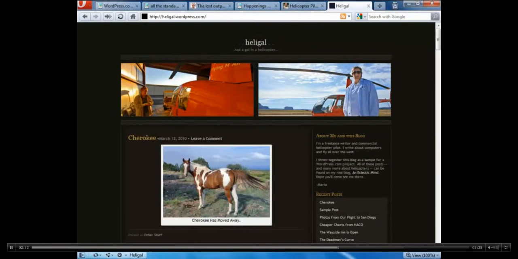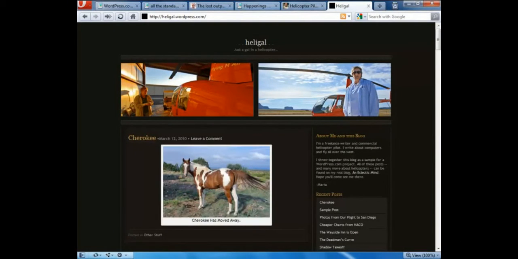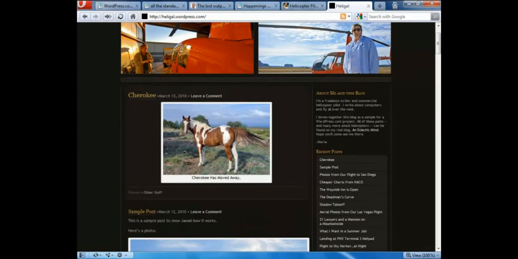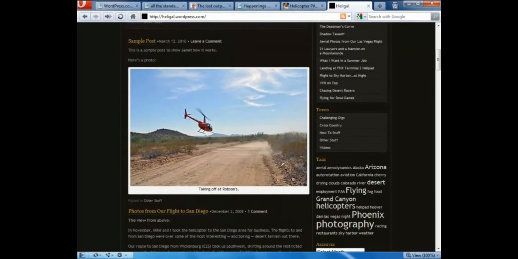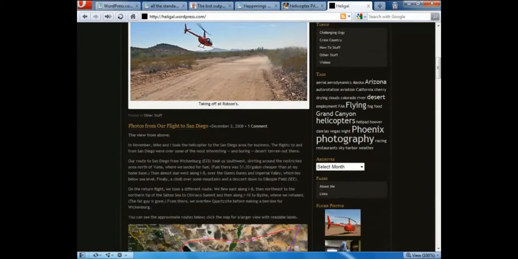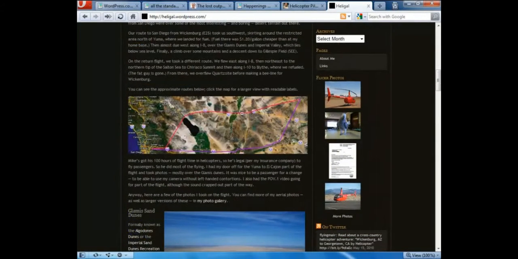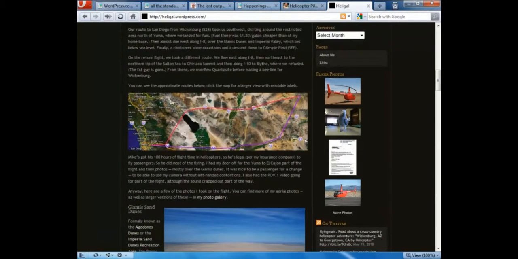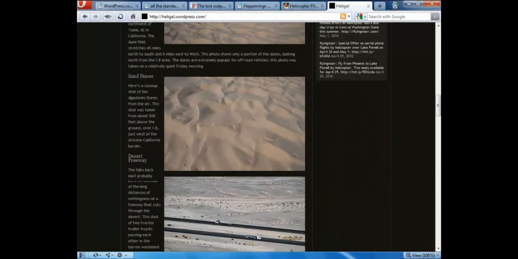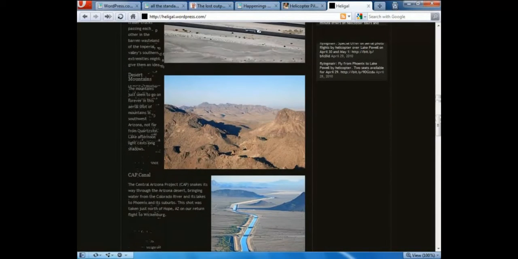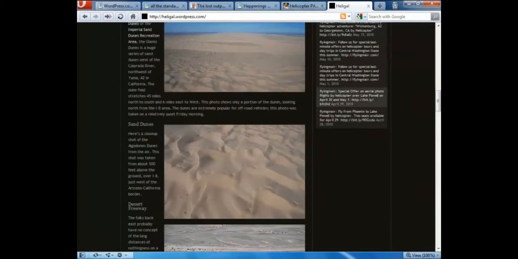Here's another one called Heligal. That's one of my sample blogs. It is one blog that I just threw together using WordPress to show an example of how blogs can look. I concentrated in here on helicopter-related topics. In here you will find stories about flying, stories related to aviation, and I put in a few movies as well, and some photos and diagrams of things I like. So these 5 blogs are good examples of how regular people can use WordPress.com to build and maintain a blog.